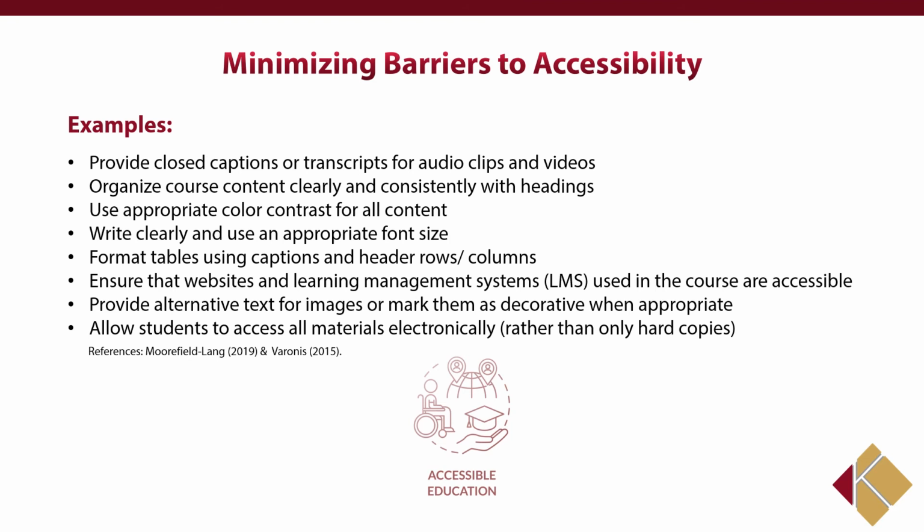There are several ways that you can minimize barriers to accessibility. Some examples include providing closed captions or transcripts for audio clips and videos, organizing course content clearly and consistently with headers, using appropriate color contrast for all content, writing clearly and using appropriate font size, formatting tables using captions and header rows or columns, ensuring that websites and learning management systems used in the course are accessible, providing alternative text for images or marking them decorative when appropriate, and allowing students to access all materials electronically rather than only hard copies.